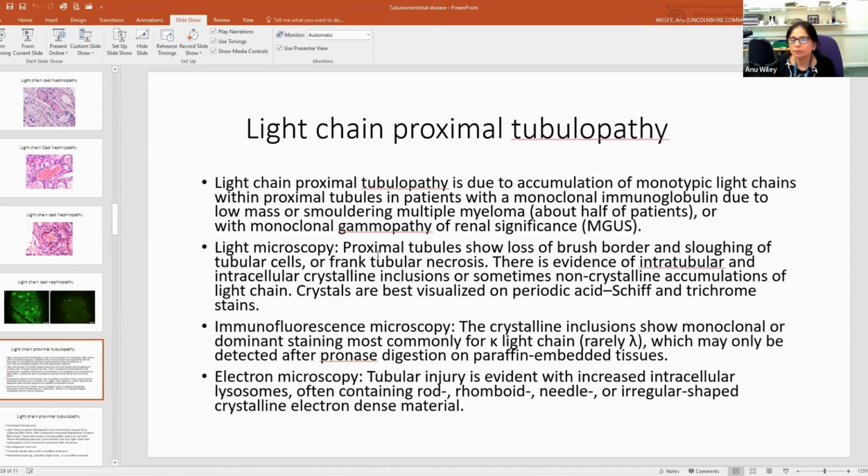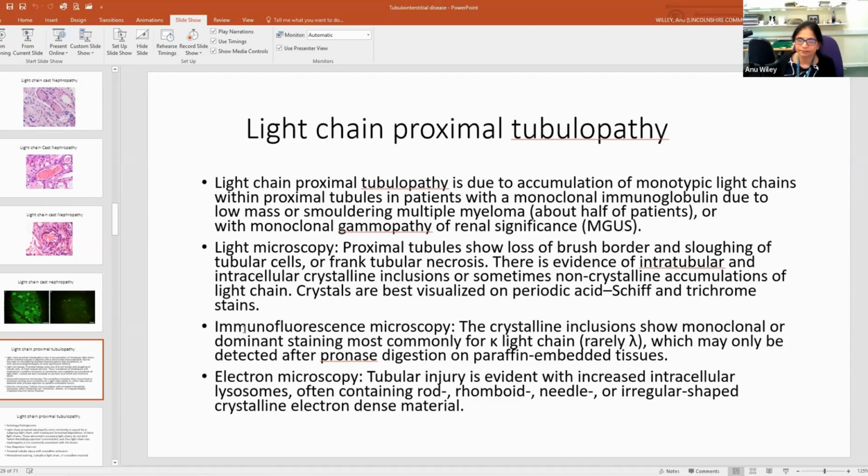Light microscopy is quite different. In light microscopy, proximal tubules will show loss of brush border, which is very difficult to ascertain on H&E. It's more easily seen on PAS. And then you can see the sloughing of the tubular cells, along with sometimes frank acute tubular necrosis. But the important bit is to see that there's evidence of intratubular and intracellular crystalline inclusions. Sometimes non-crystalline, but most of the time crystalline inclusions. Now, they are not very easily seen on H&Es, but you can see them a lot better on PAS stains or trichrome stains.